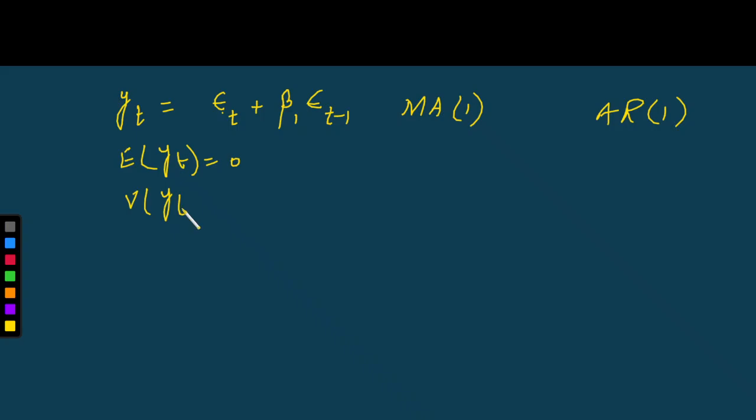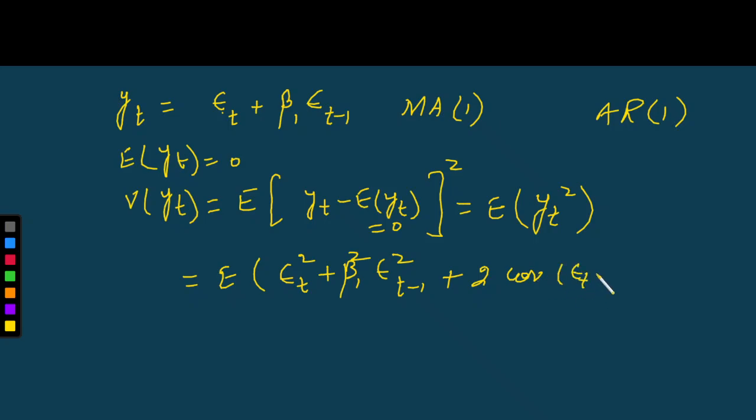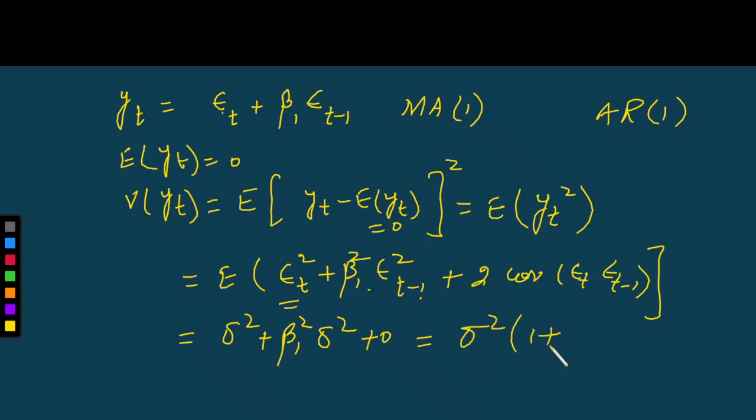The variance of yt will be equal to the expected value of yt minus E of yt, and E of yt is 0. So this will be the expected value of yt squared. Yt squared will be the expected value of epsilon t squared plus beta 1 squared epsilon t minus 1 squared plus 2 times the covariance between epsilon t and epsilon t minus 1, but this is always 0 as per the white noise definition. So this will be sigma squared plus beta 1 squared times sigma squared, the expected value of epsilon t minus 1 squared. The cross term is 0, so gamma naught is sigma squared times 1 plus beta 1 squared.